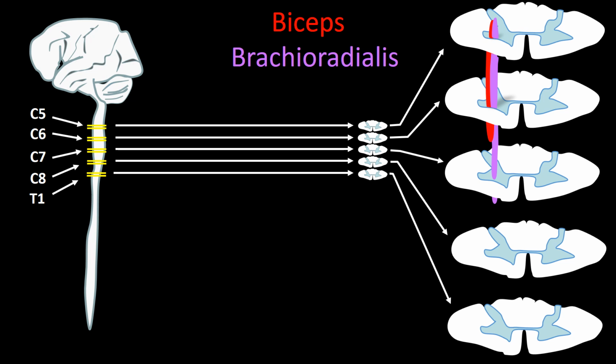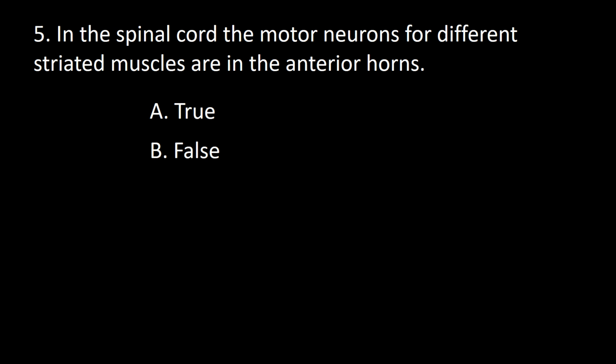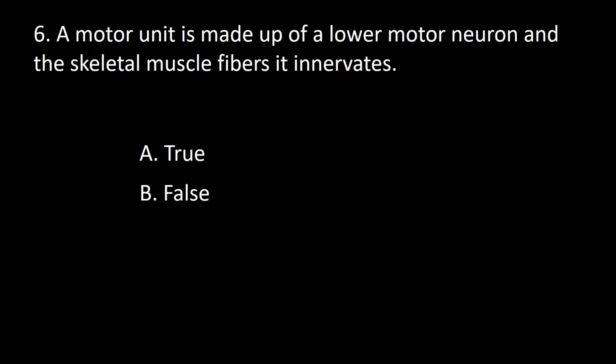The motor neurons for these muscles share spinal segment levels as shown in this figure. You can see that the motor neurons of both muscles intermingle in the anterior horn of the cervical segments 5 and 6. So the answer to this question is A, true. Next question. A motor unit is made up of a lower motor neuron and the skeletal muscle fibers it innervates. A, true; B, false.